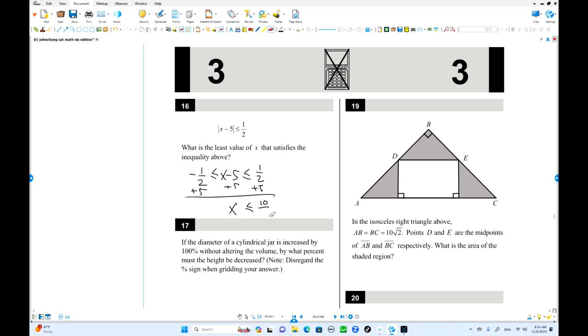10 over 11 over 2, and this is what, 9 over 2, right? Where's the least number? This is the least number, okay? 9 over 2, or 4.5, okay?